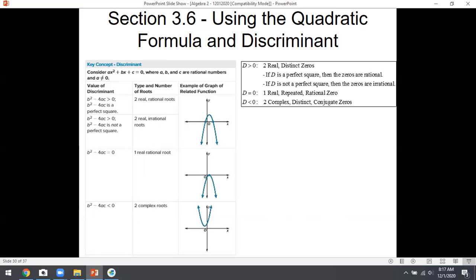So when you get a discriminant more than 0, well, you need to write to me. You need to tell me there's 2 real distinct zeros, okay? But you also need to tell me if they are rational or irrational based on whether this is a perfect square or not.